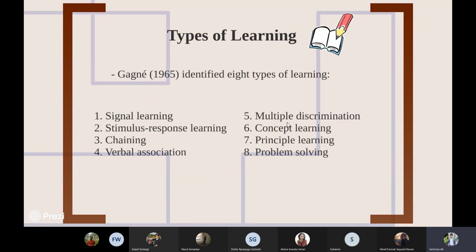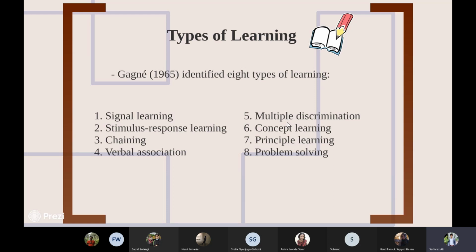Moving further, in the last parts of the chapter, there are also types of learning. After these two or three points, I will be calling Sadaf, but some points are still remaining. The types of learning in the book were given by Gagne in 1965. All the types of learning were eight in number.